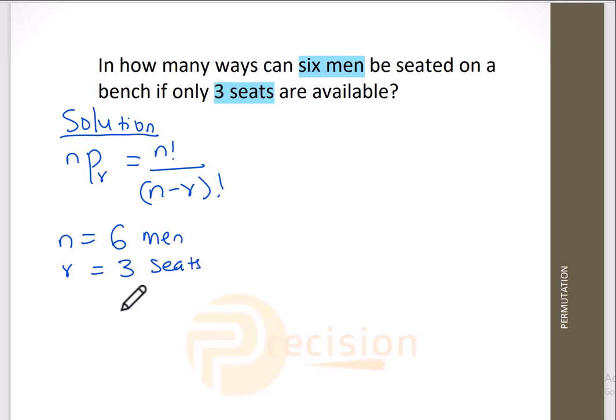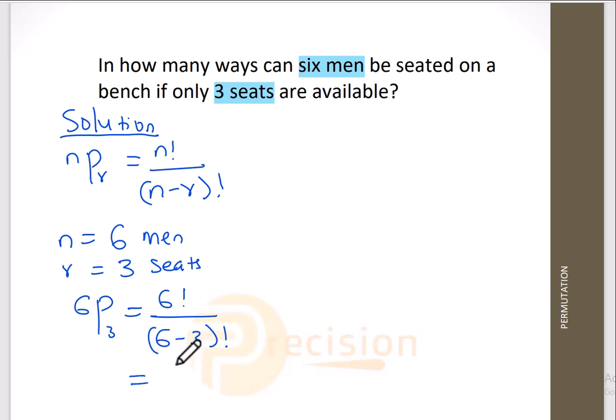Okay, let's continue. So instead of having nPr, we are going to have 6P3. I hope it makes sense. So instead of that, let's go straight and substitute n and r from the question. Here we have 6 factorial all over (6 minus 3) factorial. So let's go ahead and solve this.